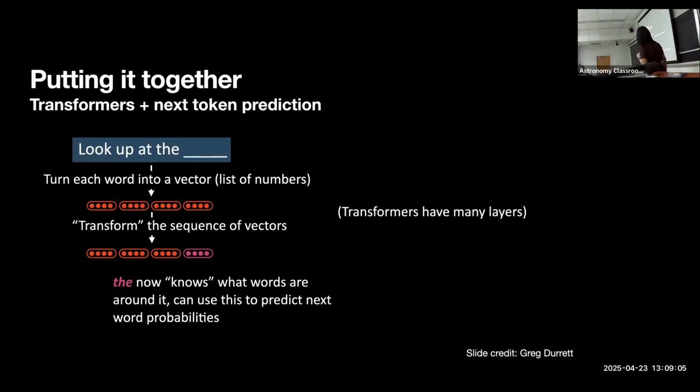So to recap, we have a task which is predict the next word: look up at the what. And you turn these words into vectors through the transformer model. I'm using these little dots to represent the actual vector for each word. And there are many layers of such transformers. So you do that again and again and again. At the end of the day, the representation of the last word will encode what's coming.